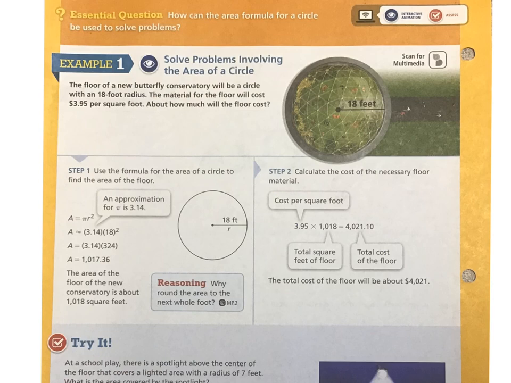Example 1. Solve problems involving the area of a circle. The floor of a new butterfly conservatory will be a circle with an 18-foot radius. The material for the floor will cost $3.95 per square foot. About how much will the floor cost? Step 1. Use the formula for the area of a circle to find the area of the floor.